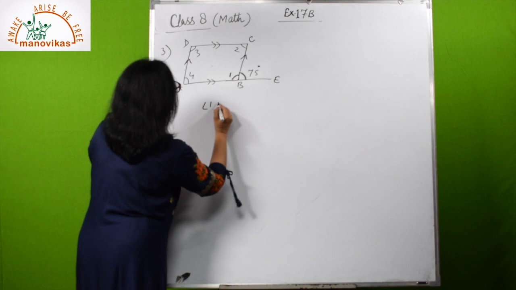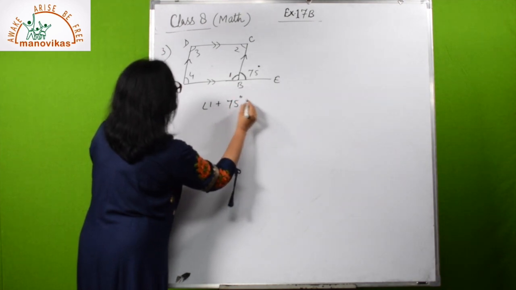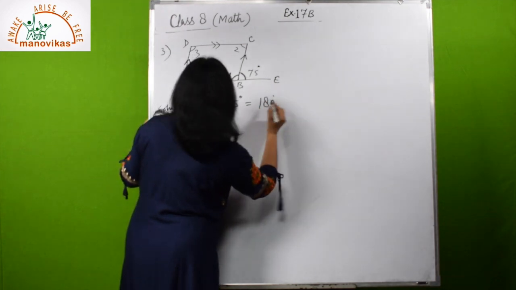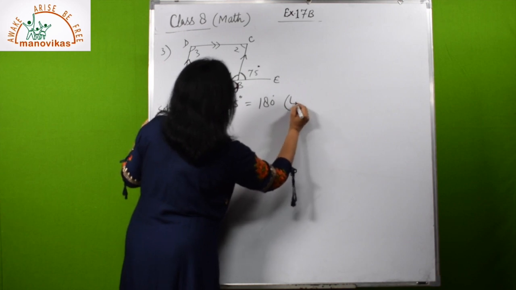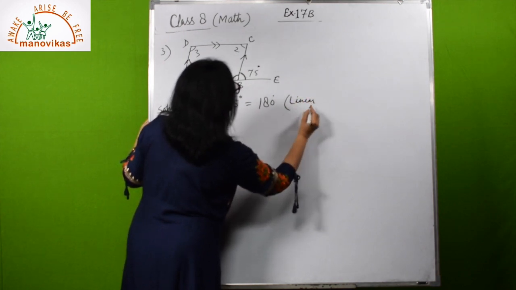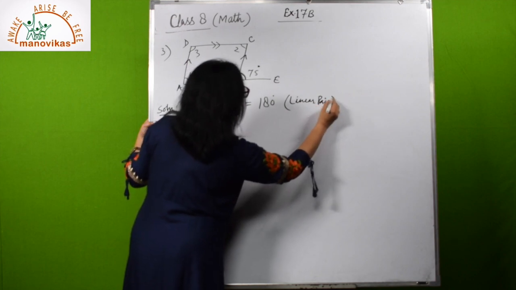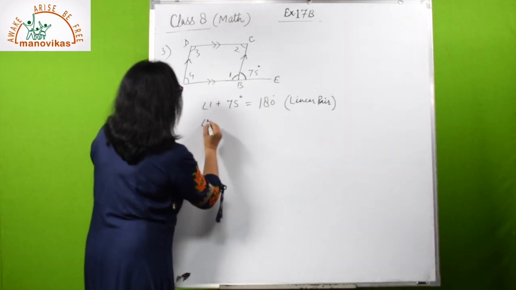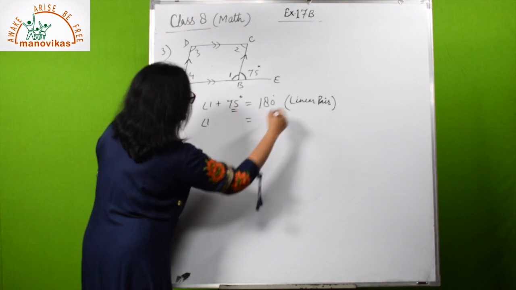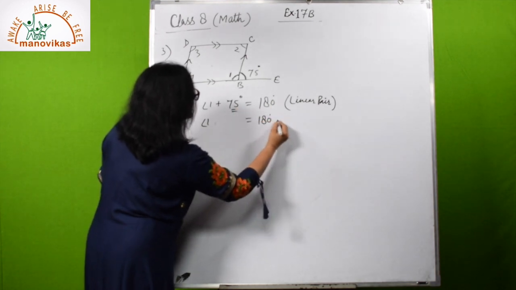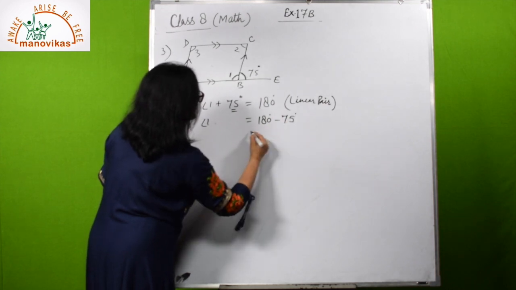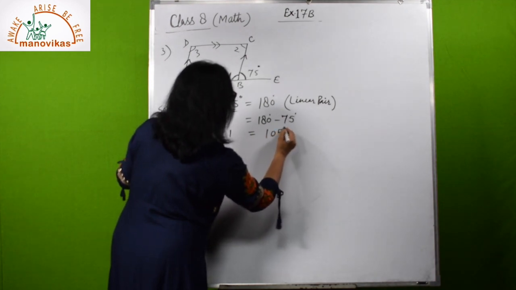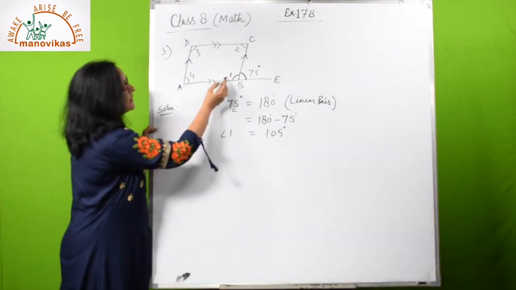So angle 1 plus 75 degree is equal to 180 degree. This is what the linear pair property is. So what is the reason? Here you will write the reason: because these angles are forming the linear pair, so their sum is equal to 180 degree. Now you can find angle 1 easily. This 75 will be transposed on the right hand side: 180 minus 75. And this way we get angle 1 is equal to 105 degree. This angle 1 is 105.